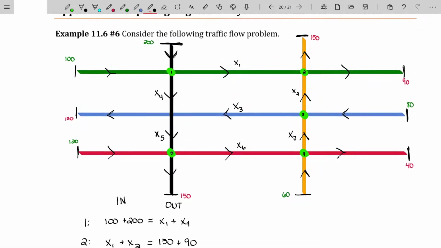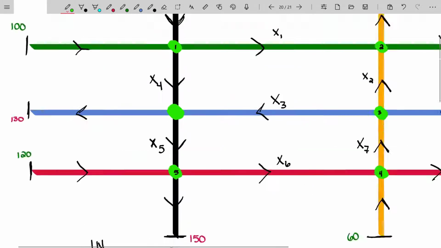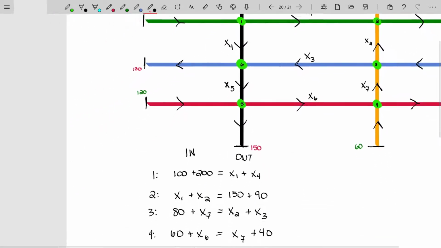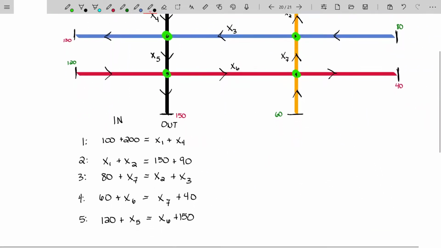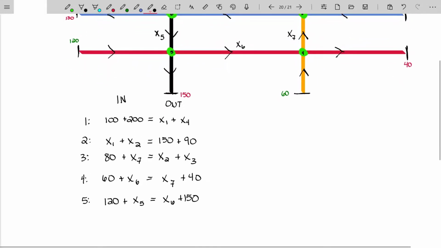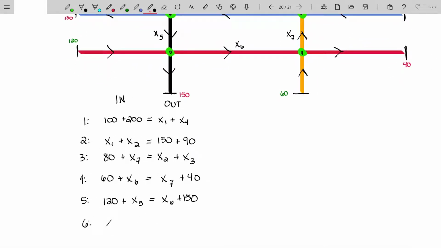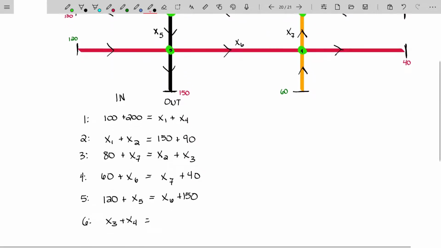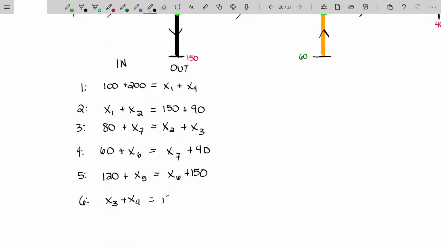And finally, at this final intersection right here, the 6th intersection, we have X sub 3 and X sub 4 cars flowing in. So the 6th equation is X sub 3 plus X sub 4. And flowing out of that intersection, we have 130 and X sub 5.